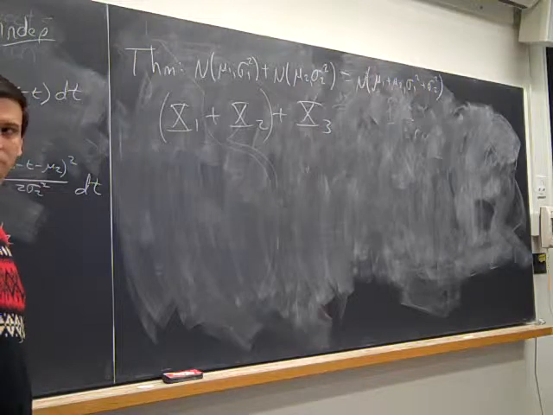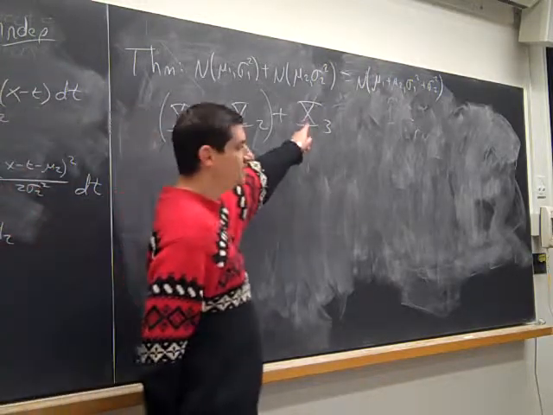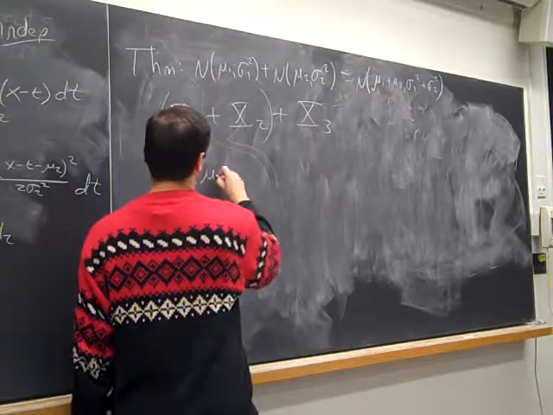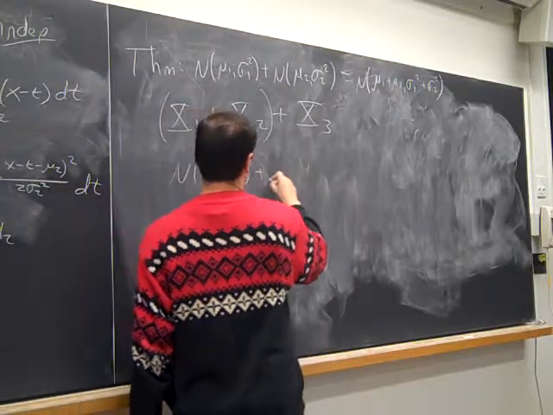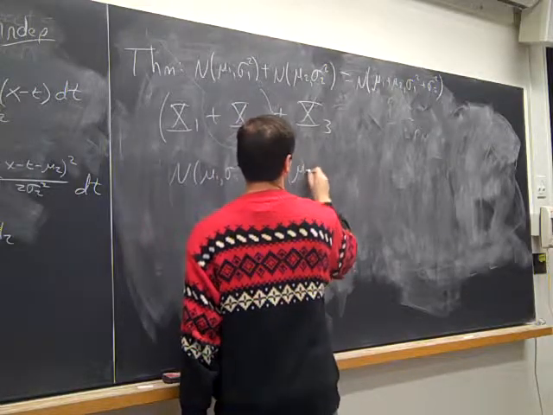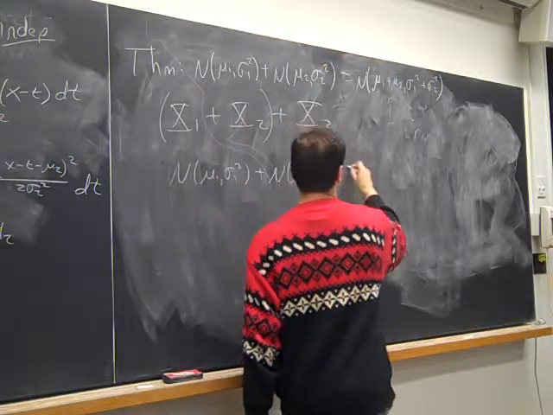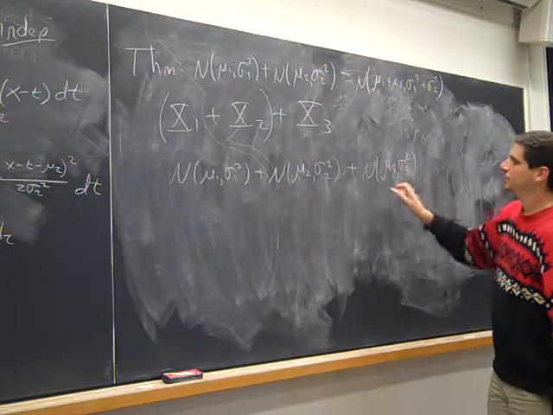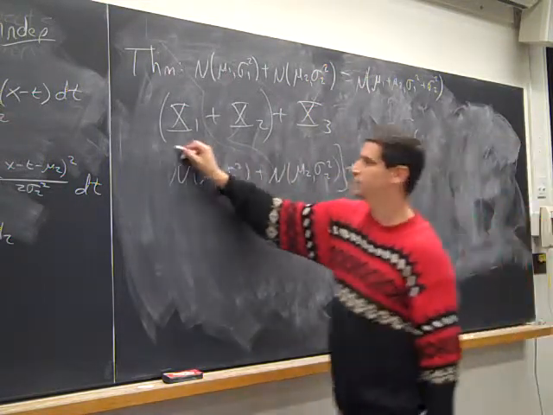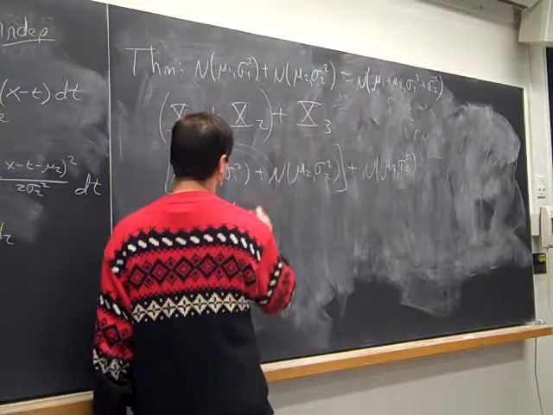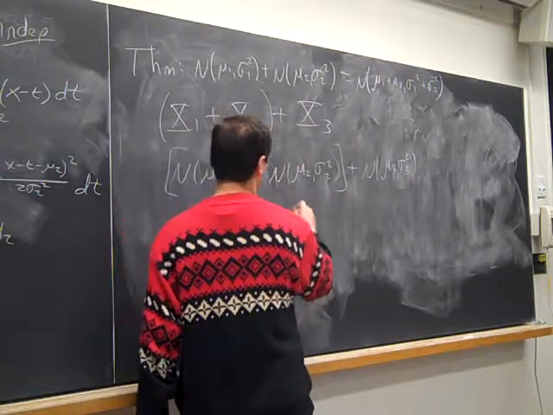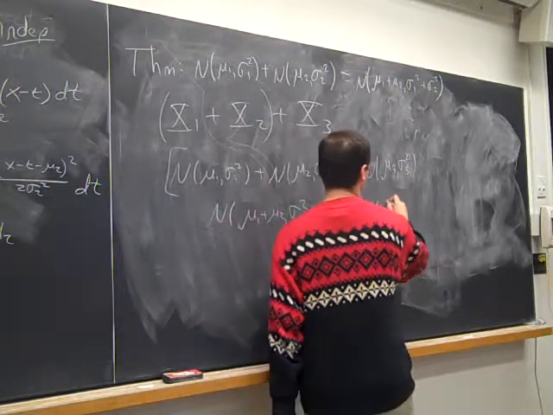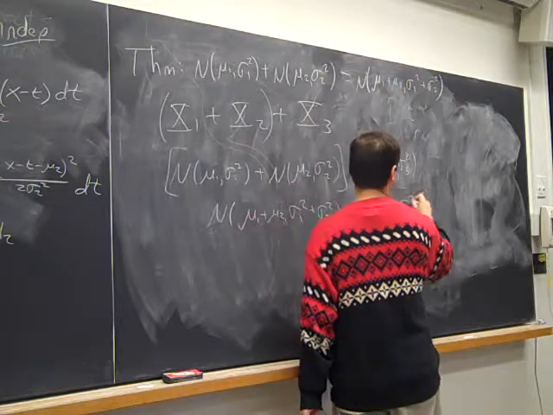And that's going to be a new normal variable. And then when I add this, I'll have a normal variable as well. If you want to write in more normal notation, normal(mu1, sigma 1 squared) plus normal(mu2, sigma 2 squared) plus normal(mu3, sigma 3 squared). So I first group these two together, and now I have normal(mu1 plus mu2, sigma 1 squared plus sigma 2 squared) plus normal(mu3, sigma 3 squared).